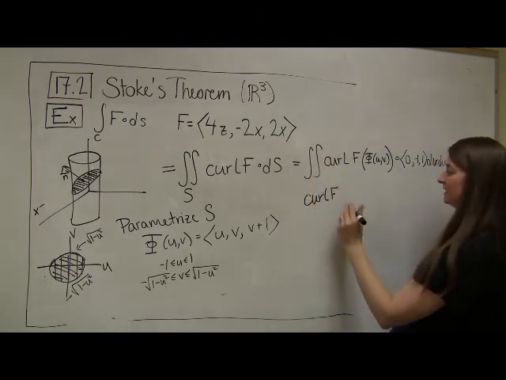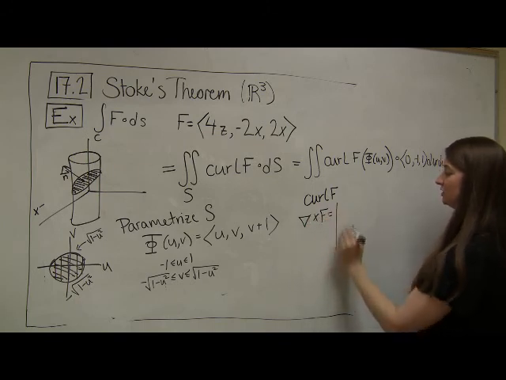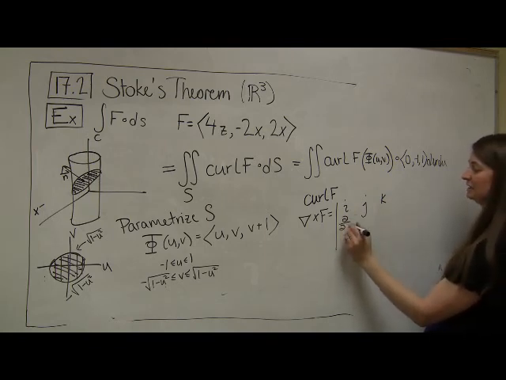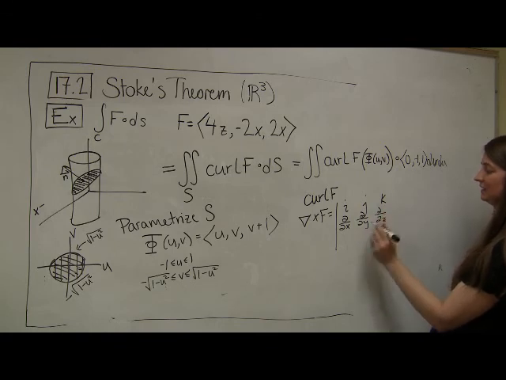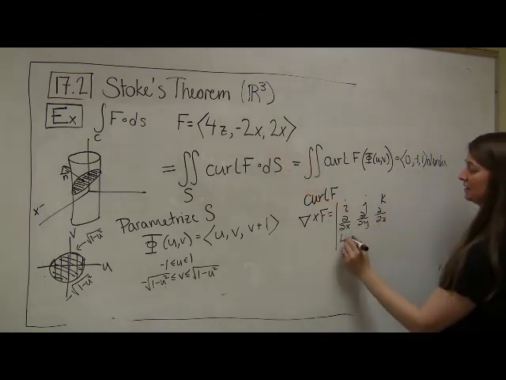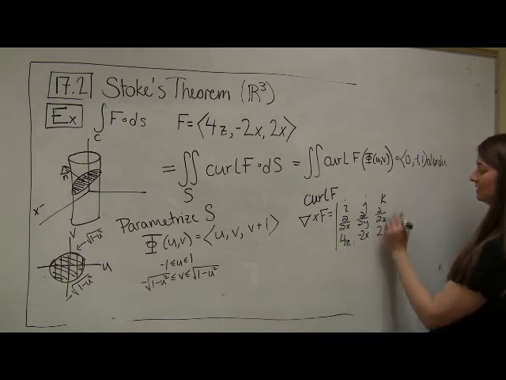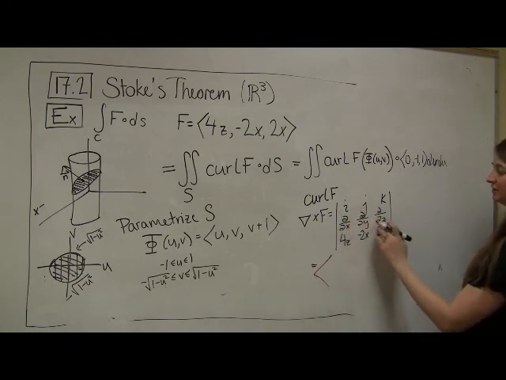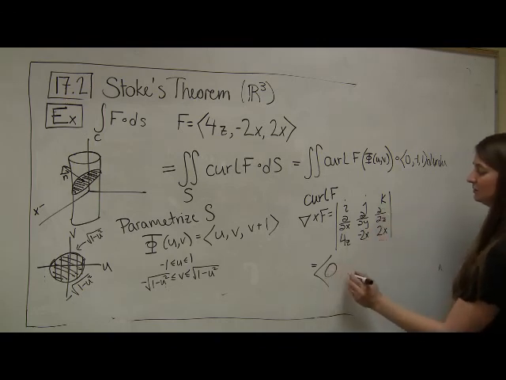The curl of f is going to be given by our gradient crossed with our f function, which is, again, the determinant of a 3x3 matrix, d dx, d dy, d dz. And our f components in this case are 4z minus 2x, 2x. So for my first component function, the partial derivative of 2x with respect to y, and the partial derivative of -2x with respect to z are both 0.